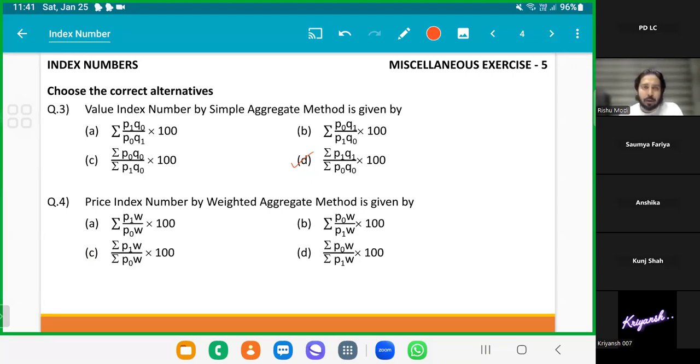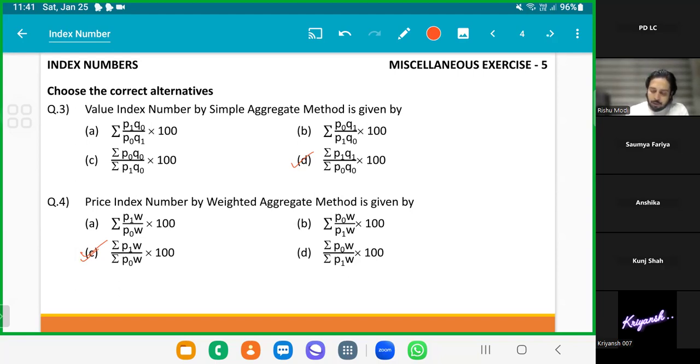Tell me the answer. Fourth one, price index number by weighted aggregative method. What will be the answer for that? Always remember P1 will be in the numerator, P0 is in the denominator. Kriyansh, option C. Question number 4, answer will be option C, P1W upon P0W with the summation sign. We always compare price of current year to price of base year. This was weighted aggregative method, so we have W in place of quantities.